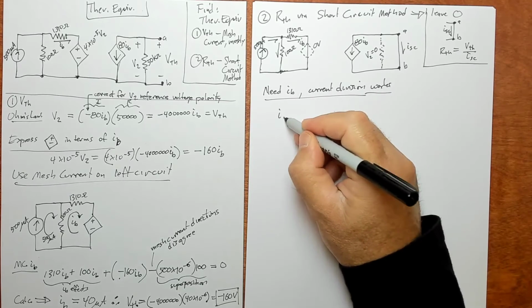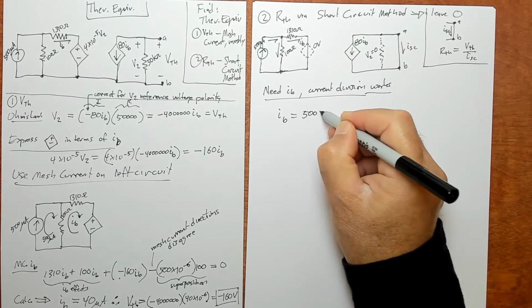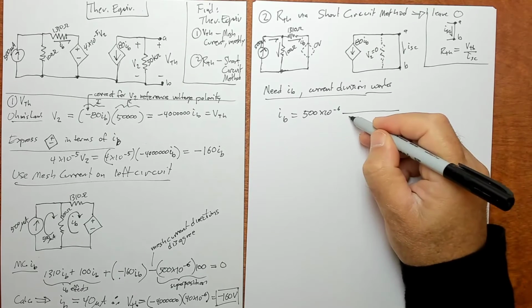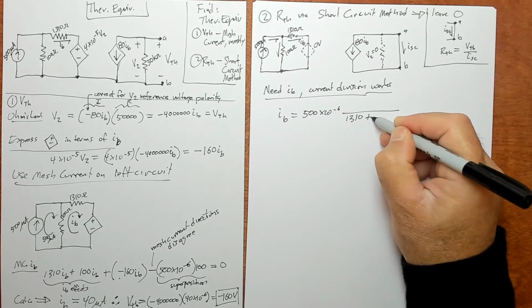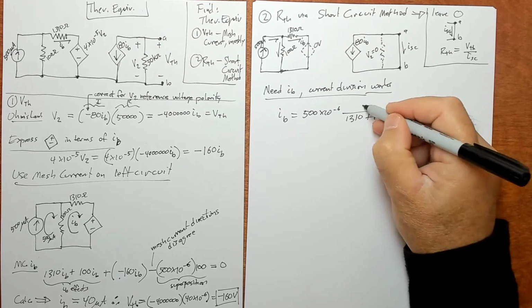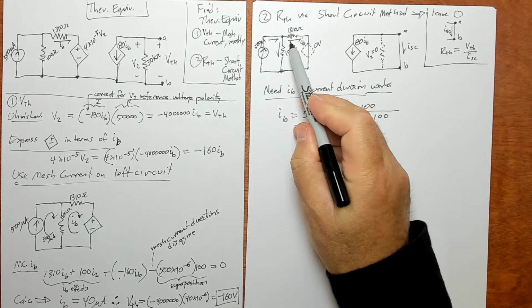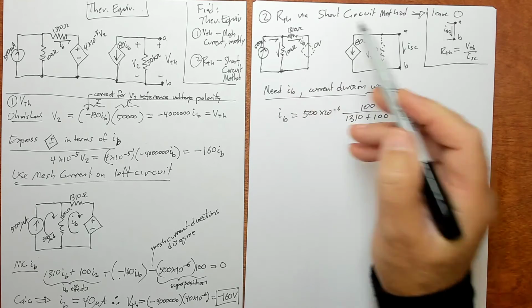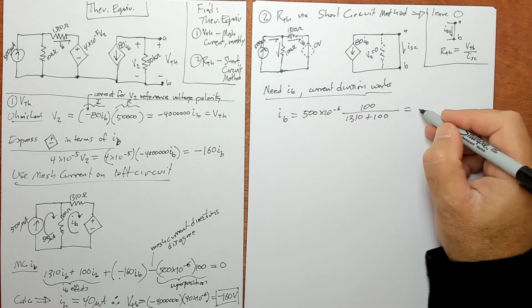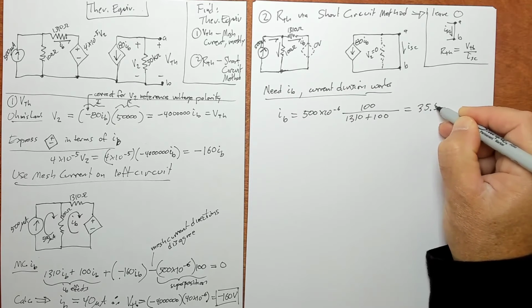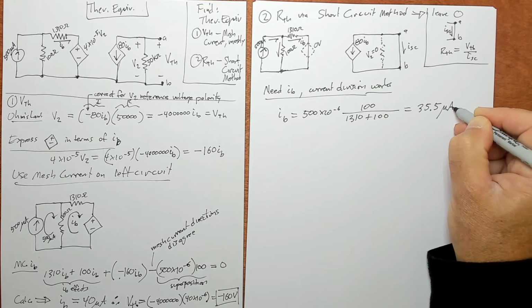So IB is 500 times 10 to the minus 6, split up by 1310 plus 100. I put the 100 on the top because using current division, you put the resistor on the opposite branch on the top. And this is going to give me 35.5 microamps.